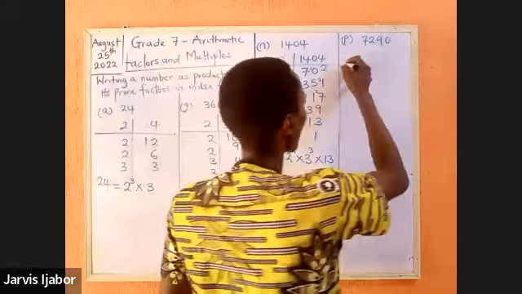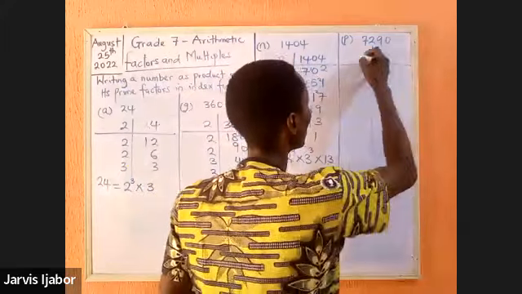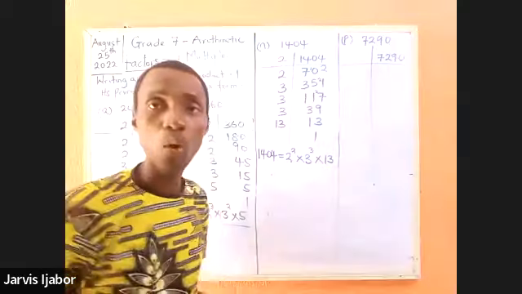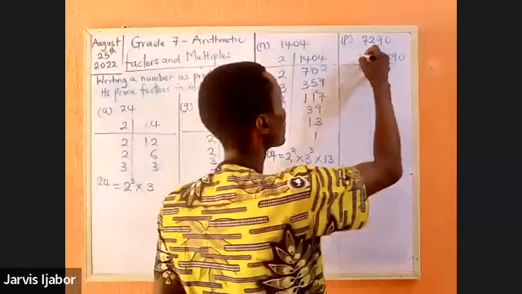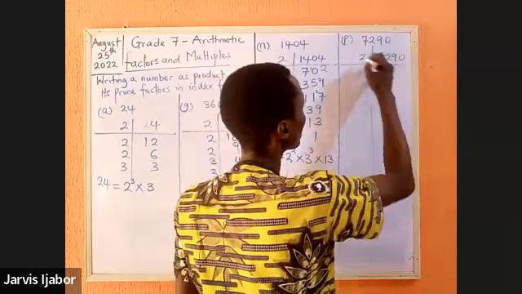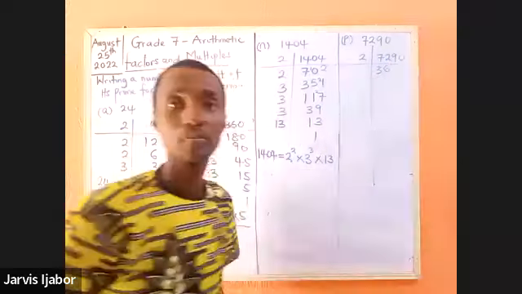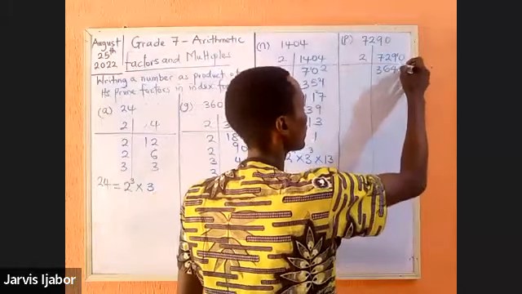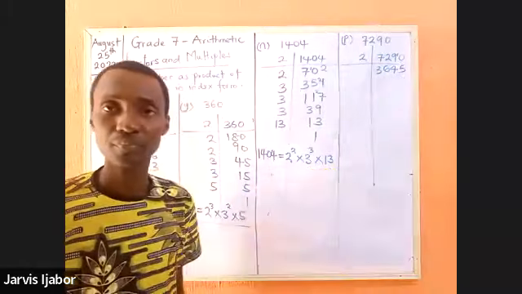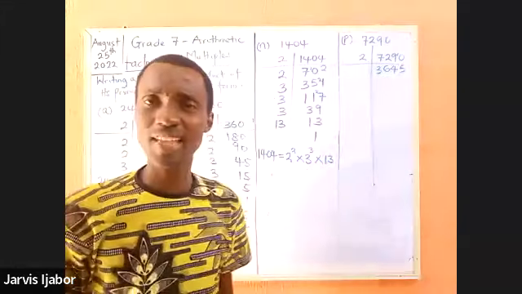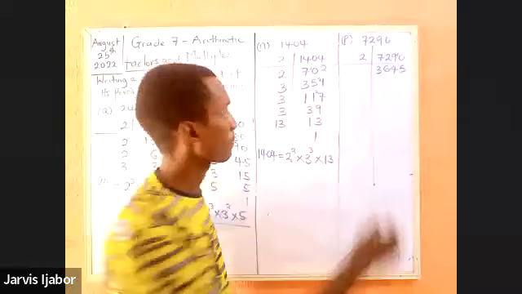Then I come to this one. What will I do here? I'll divide with 2. If I divide with 2, what do I have? 3, 6, 4, 5. I've exhausted that. So the next thing I'm going to try will be what? 3.